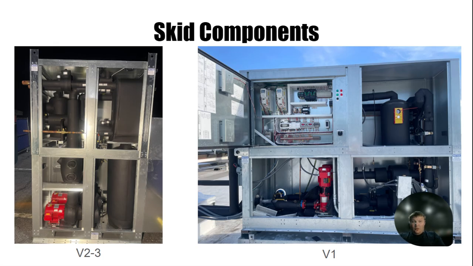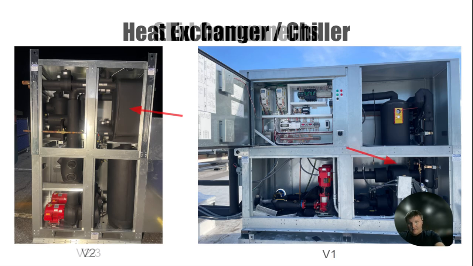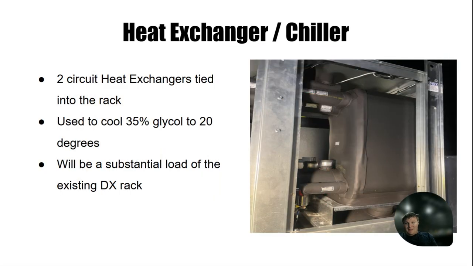Going to start getting more detailed about these skids in particular and going to go over each individual component. This is more Rae specific. We're going to start with the heat exchanger. So in these skids, it's a 2-circuit heat exchanger tied into the rack. We're going to use it to cool 35% propylene glycol to 20 degrees. This will be a substantial, if not the only, load on the existing DX rack.